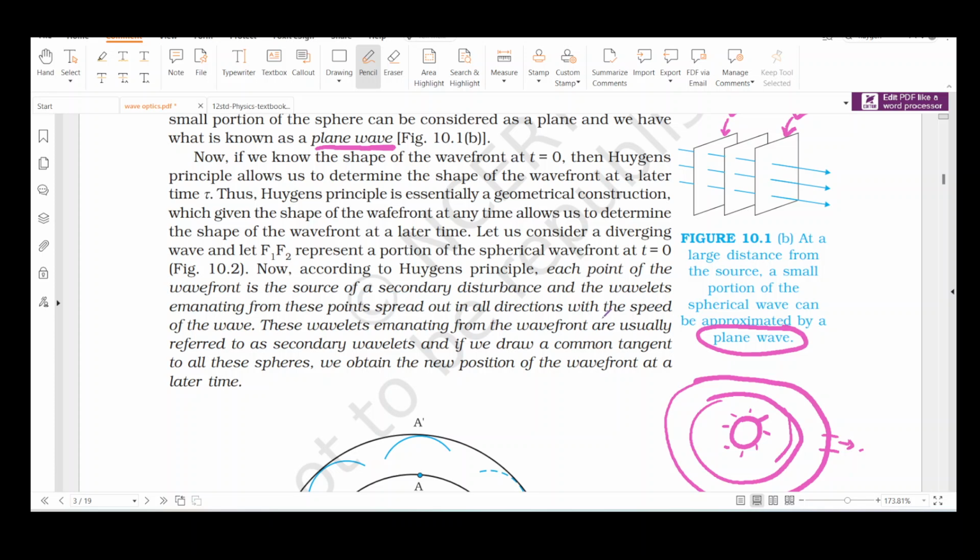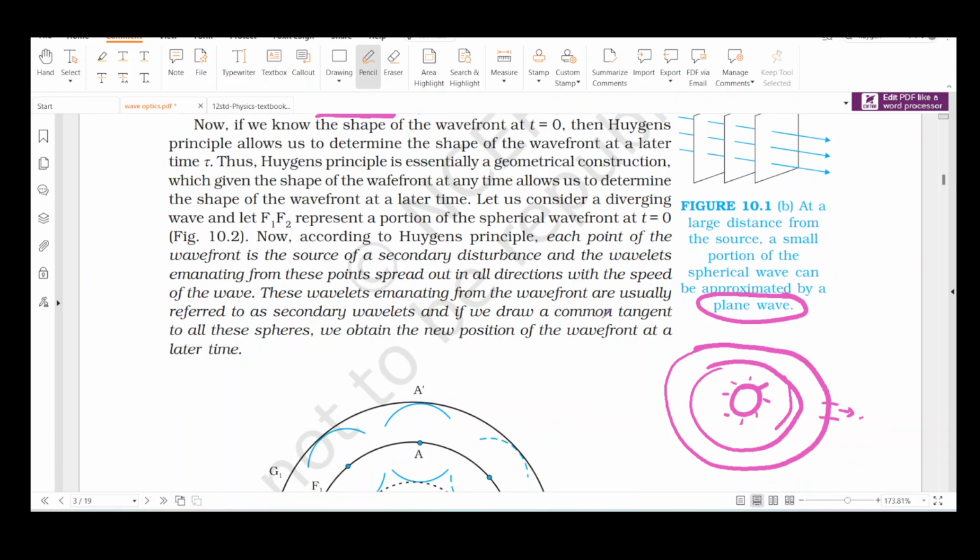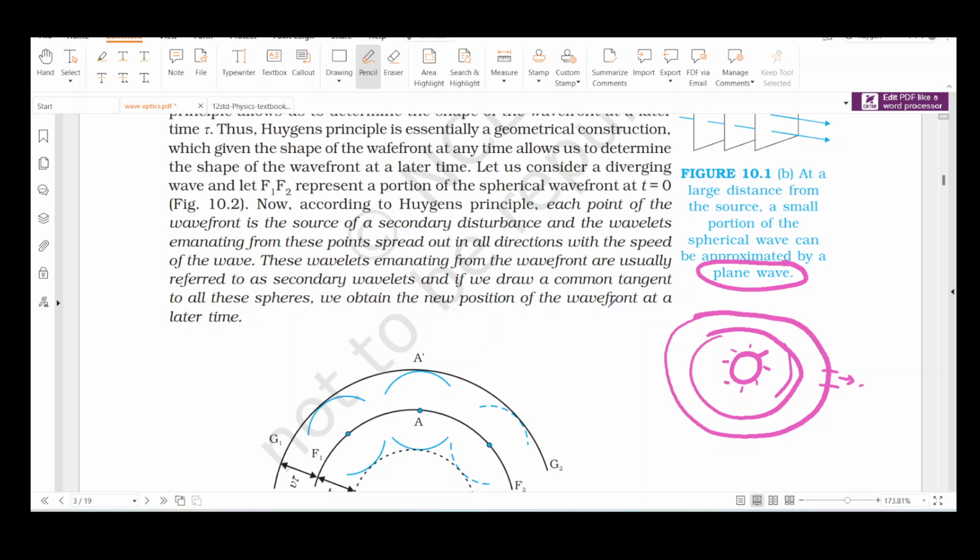Now, as I said, to understand Huygens principle, we will have to first understand the vocabulary. Now we are done with the vocabulary and we can talk about what the principle says. The principle says this: each point of the wavefront is the source of a secondary disturbance, and the wavelets emanating from these points spread out in all directions with the speed of the wave. These wavelets emanating from the wavefront are usually referred to as secondary wavelets, and if we draw a common tangent to all these spheres, we obtain the new position of the wavefront at the later time.